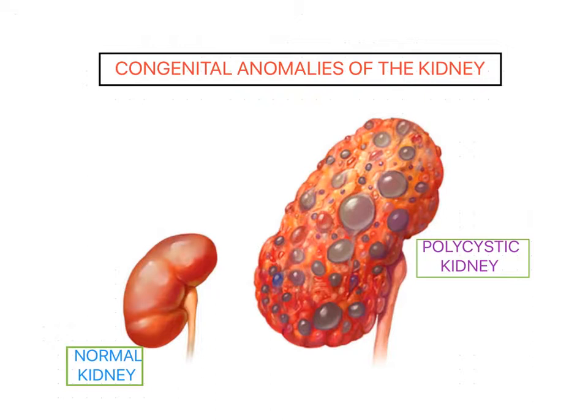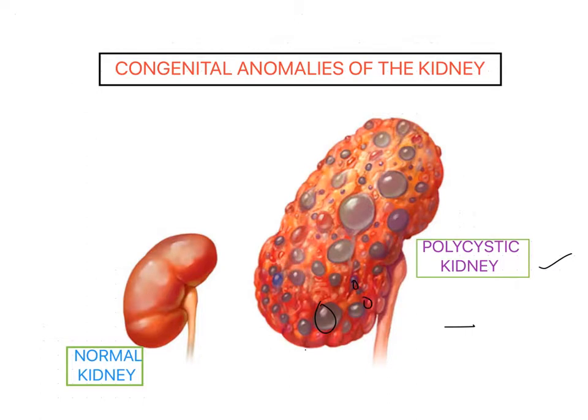In this session, we are going to discuss some congenital anomalies of the kidney. Firstly, we are going to discuss one common congenital condition of the kidney, that is the polycystic kidney. This polycystic kidney is a genetic disorder. The major portion of the renal parenchyma is converted into cysts of varying sizes.